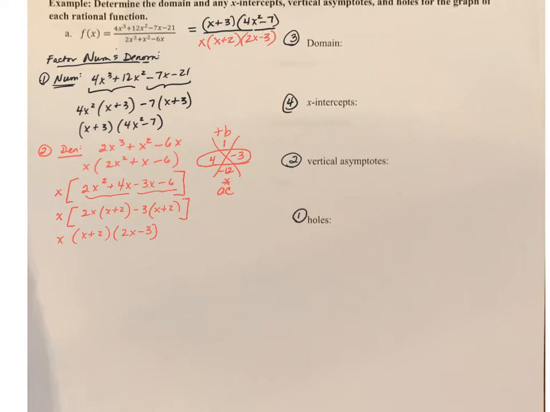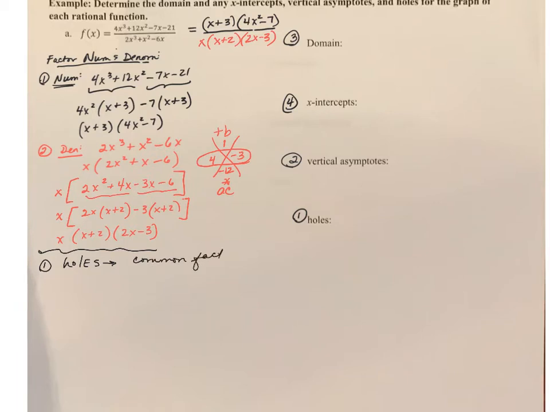So I haven't solved one single thing yet. All I've done in all of this work is I have factored the numerator and I've factored the denominator, but that has to be step 1. Okay, so now I'm actually ready to start answering some of the questions. So just like I told you, we're going to do the holes first. So remember, for the holes, that is where you have a common factor in the numerator and the denominator.